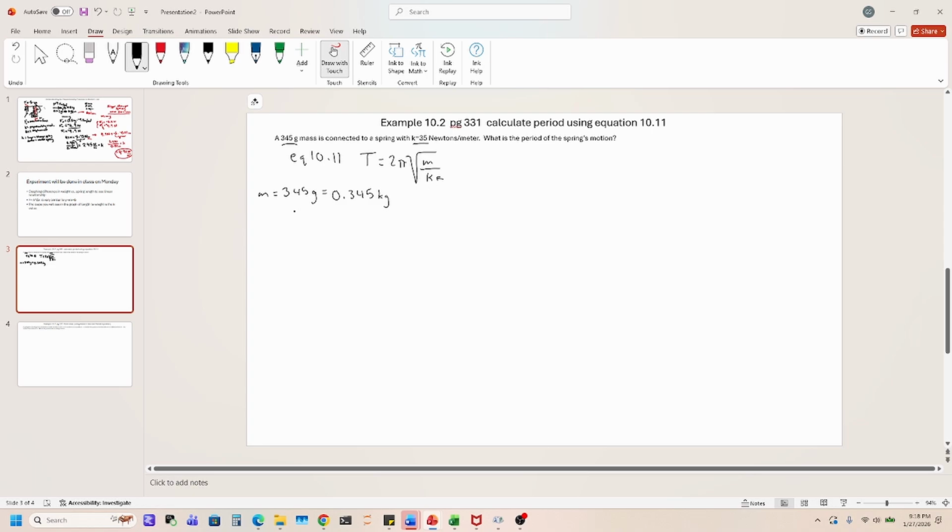So we're trying to find out the period. So this is what it looks like. We've got our period is equal to 2 pi, and that's always just going to be part of the equation, times our square root. And we're just going to deal with the stuff inside the square root now. So our mass is 0.345 kilograms, and that is on top. And then we have 35 newtons for our K.